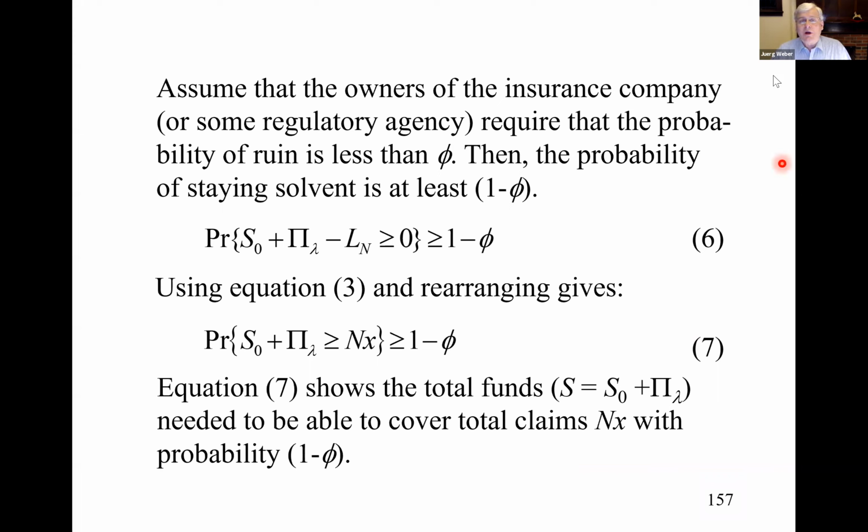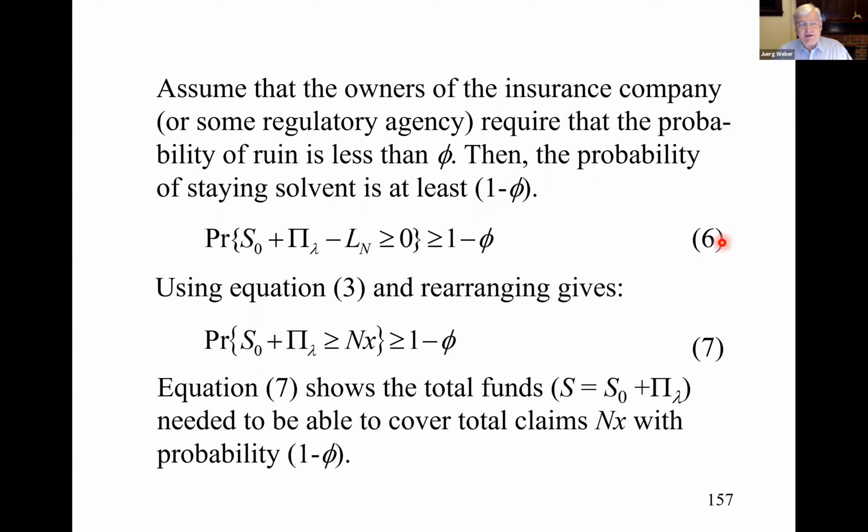And now let's assume that the owners of the insurance company, or maybe some regulatory agency, the government, require that the probability of ruin is less than a certain percentage, maybe less than 2%. So we should provide enough funds at the beginning of the year and earn during the year as premium income. So the probability of ruin, the probability that it will run out of funds, that the equity capital will become negative, let's say, is less than 2%. Then the probability that the insurance company will stay solvent will be at least maybe 98%.